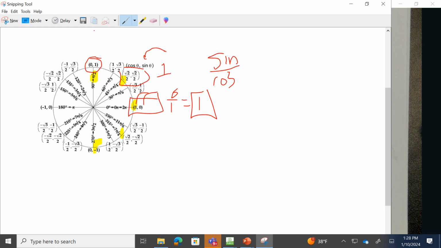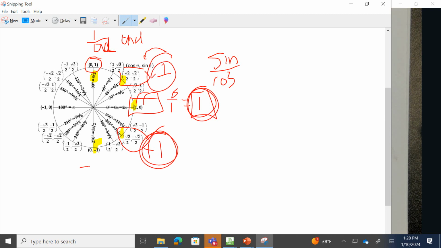At pi over 2, I'm going to take the sine and divide it by the cosine. We can never have 0 on the bottom of a fraction, and that's why it's undefined. Undefined is going to cause us to have a vertical asymptote. Down here, I have the same values, but they have different signs, which results in a -1. And again, at 3 pi over 2, that's the sine value divided by a cosine of 0. We can never have 0 on the bottom, and that makes it undefined.